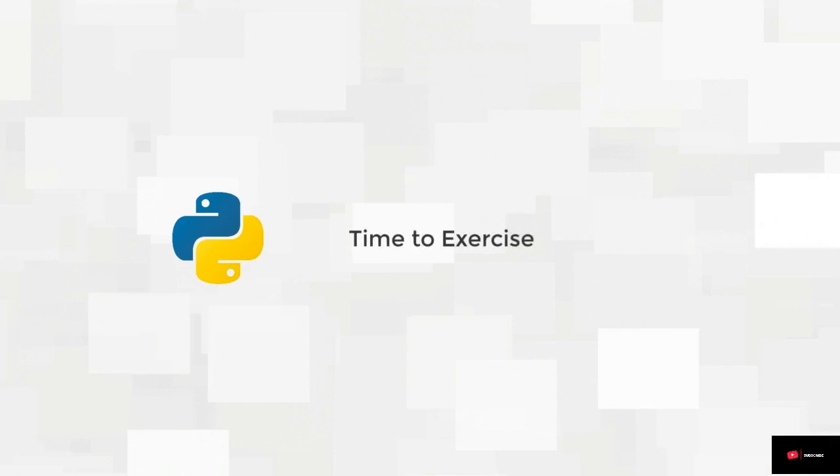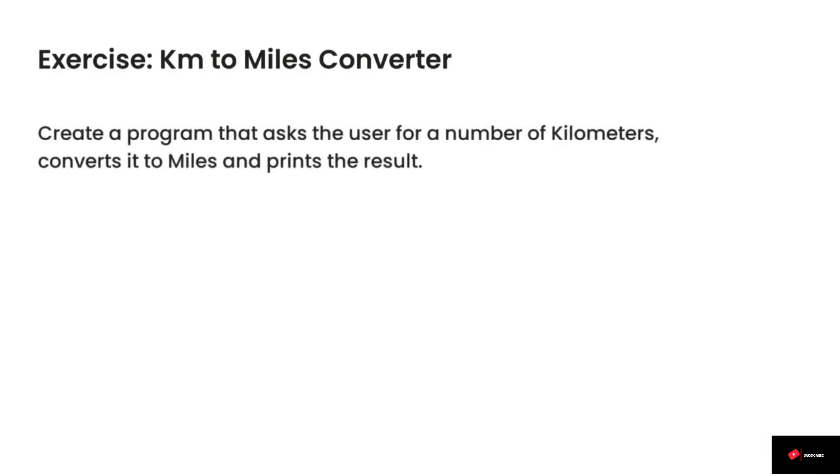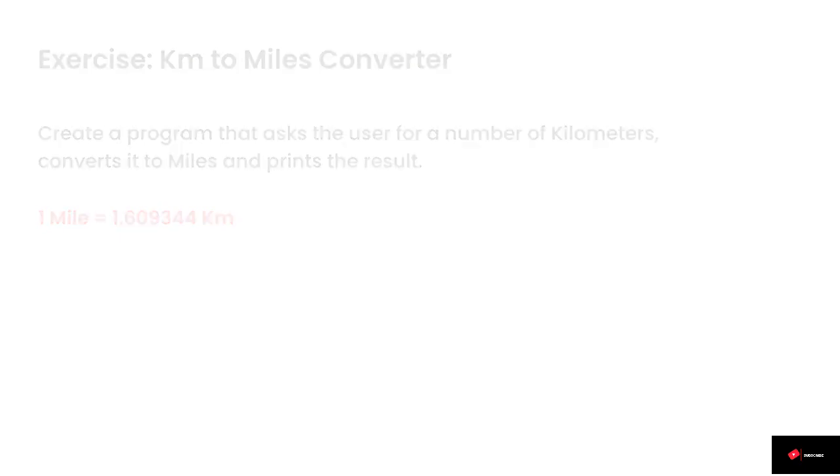Alright, it's time to exercise what we just learned about variables and the input function. I want you to create a program that will get an input from the user that will be a number of kilometers. Your program has to convert that number into miles and then tell the user the result. In order to do that, you're gonna need the conversion rate, which is 1 mile equals 1.609344 kilometers. Good luck, and when you finish, come back here to see the solution.